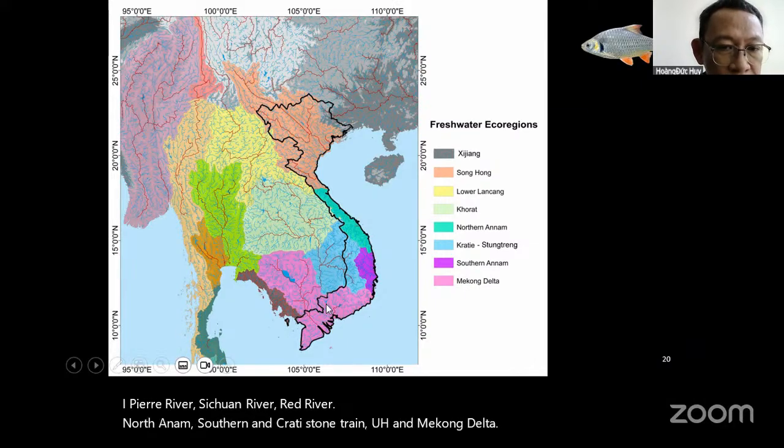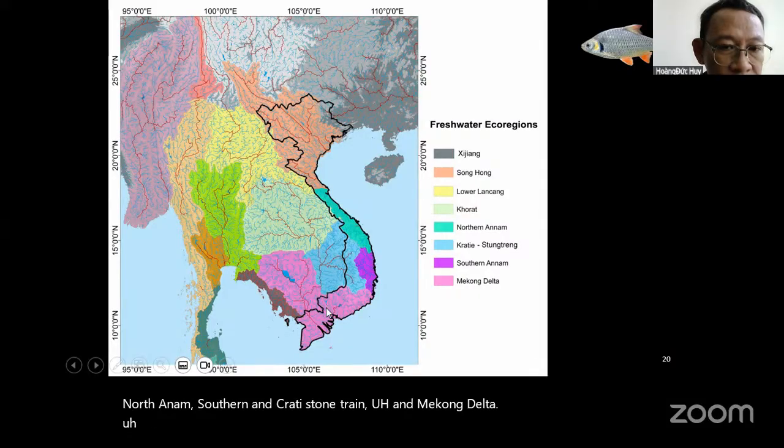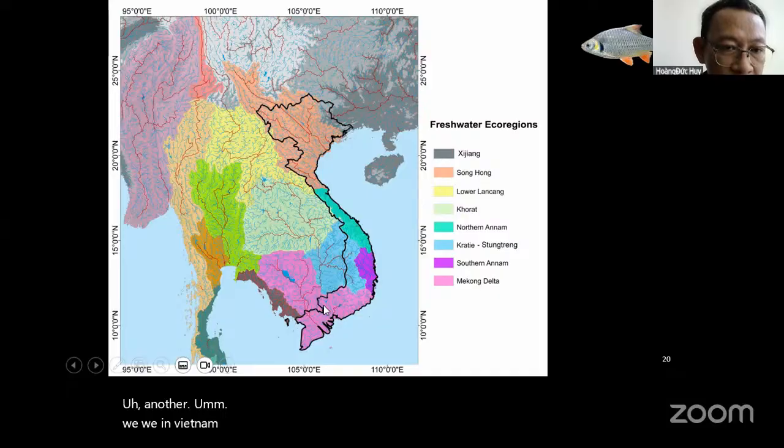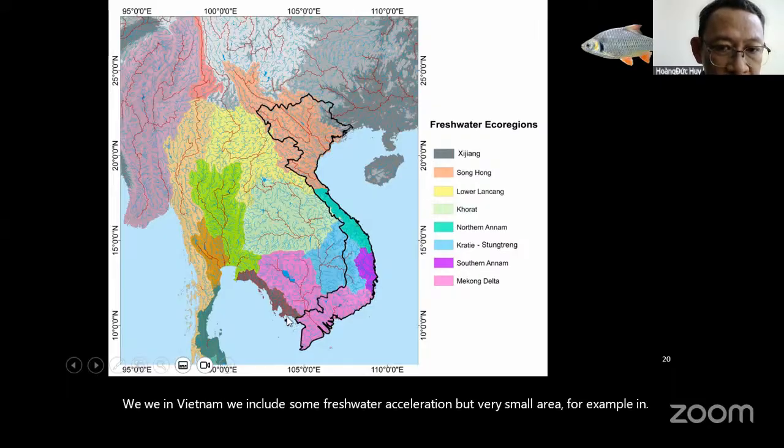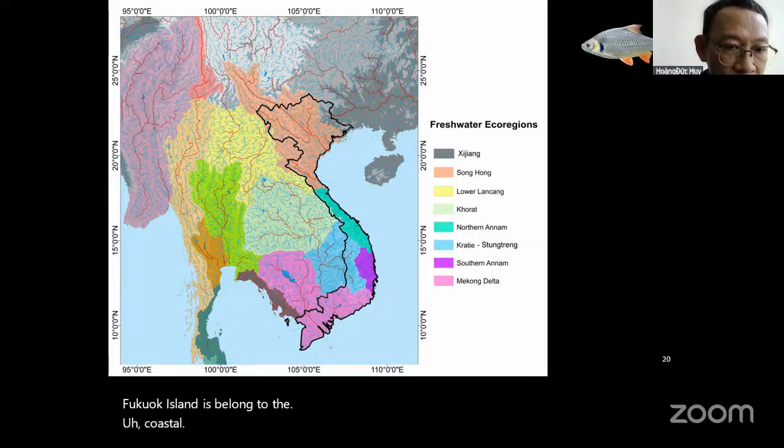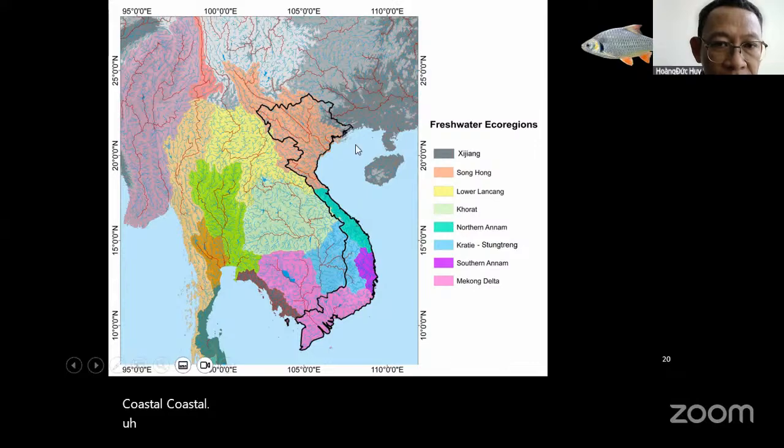Another, in Vietnam we include some freshwater ecoregions, but with very small areas. For example, Phu Quoc Island belongs to the coastal Cambodia ecoregion, and the small area in North Vietnam belongs to Hainan Island.